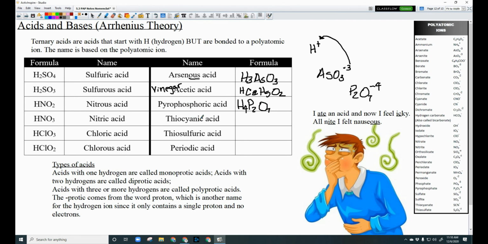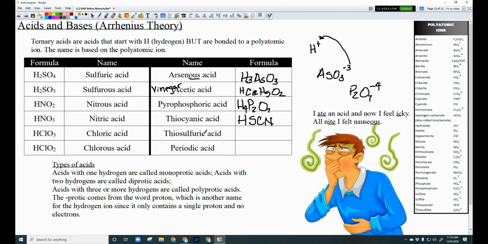Thiocyanic acid, ic comes from ate, so this is thiocyanate. So let's find thiocyanate right there. Thiocyanate, SCN -1. So since it's -1, that means it just needs one hydrogen. So HSCN. So that's weird. It has 4 capital letters. Thiocyanic acid.